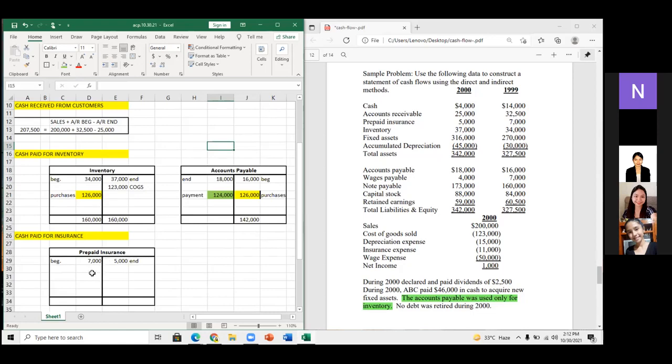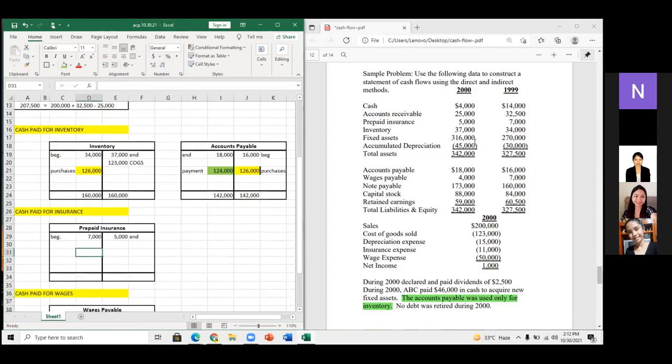Mas mapapadali kasi siya pag familiar kayo dun sa T account na ginagamit. So, ito nga, nakikita nyo, gumamit din ako ng T account dito. Dun sa prepaid insurance, given na doon yung amount ng ending, tapos beginning balance, which is yung 7,000, ito. Tapos yung ending na 5,000, ito din yun.